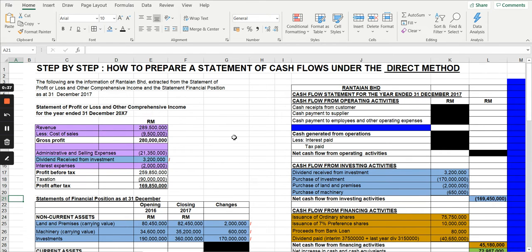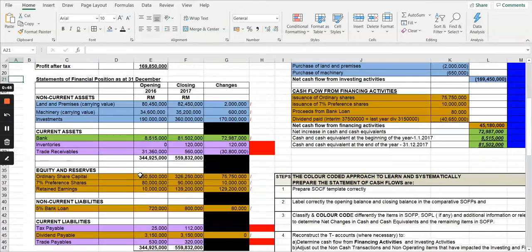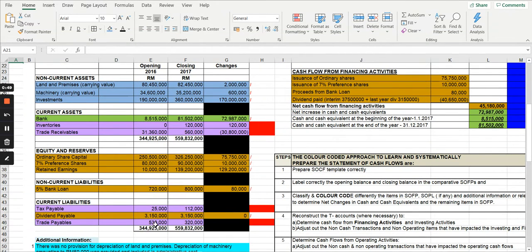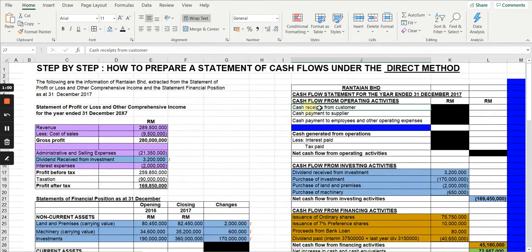So we will continue now preparing or finding the information under operating activities. If you look in my statement here, most of the things have been done except for the operating activities that I color code as purple. So let's look at the first item for your operating activities, which is to find cash receipts from customer, right?